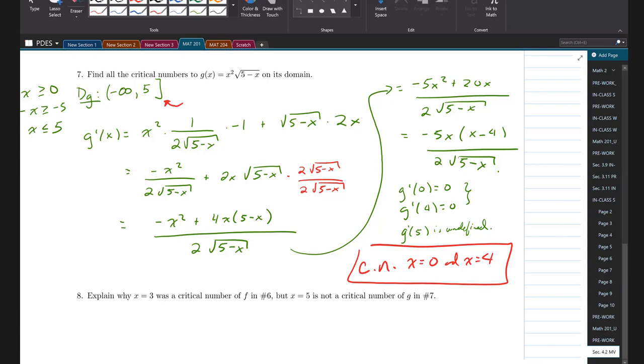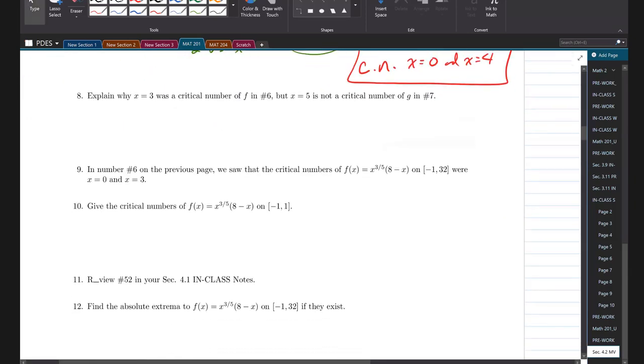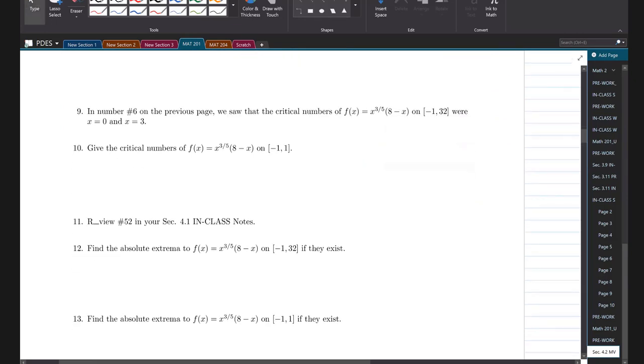Folks, if you stepped in it the second time, if you thought 5 was a critical number, that's okay. You can step in it twice, but now we've got to start correcting ourselves. All right. I'll let you answer number 8, and number 9 is nothing to answer. Let's look at number 10 now.